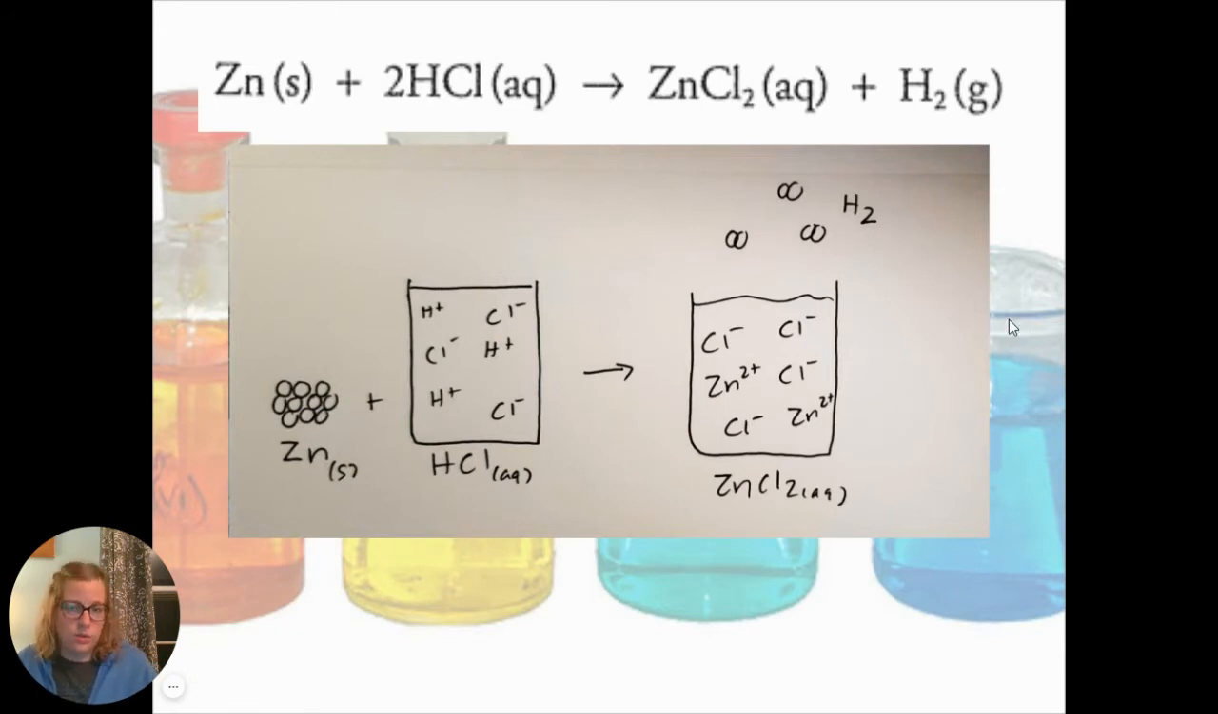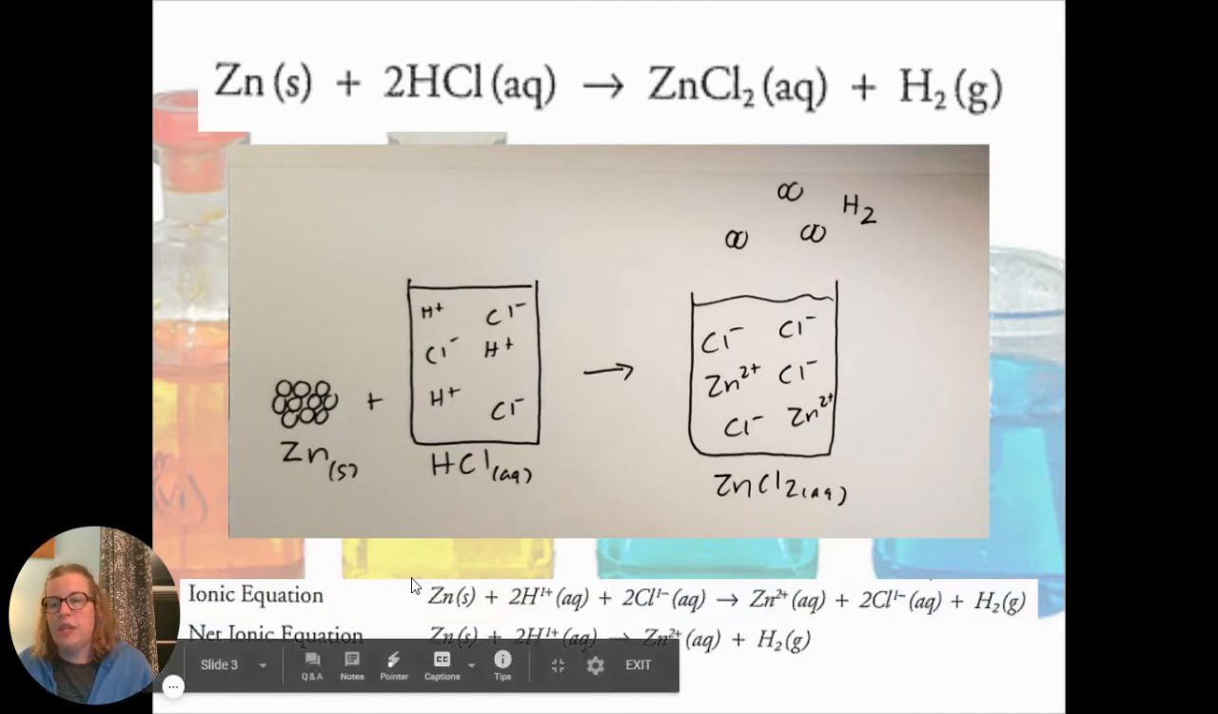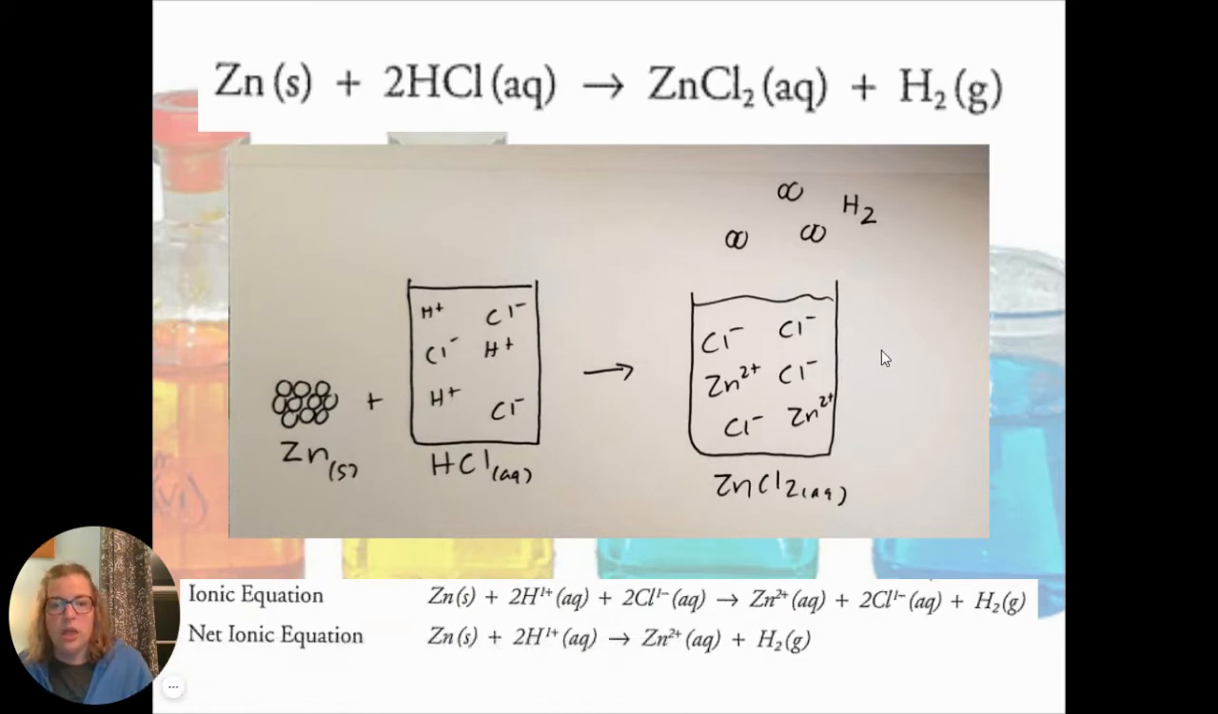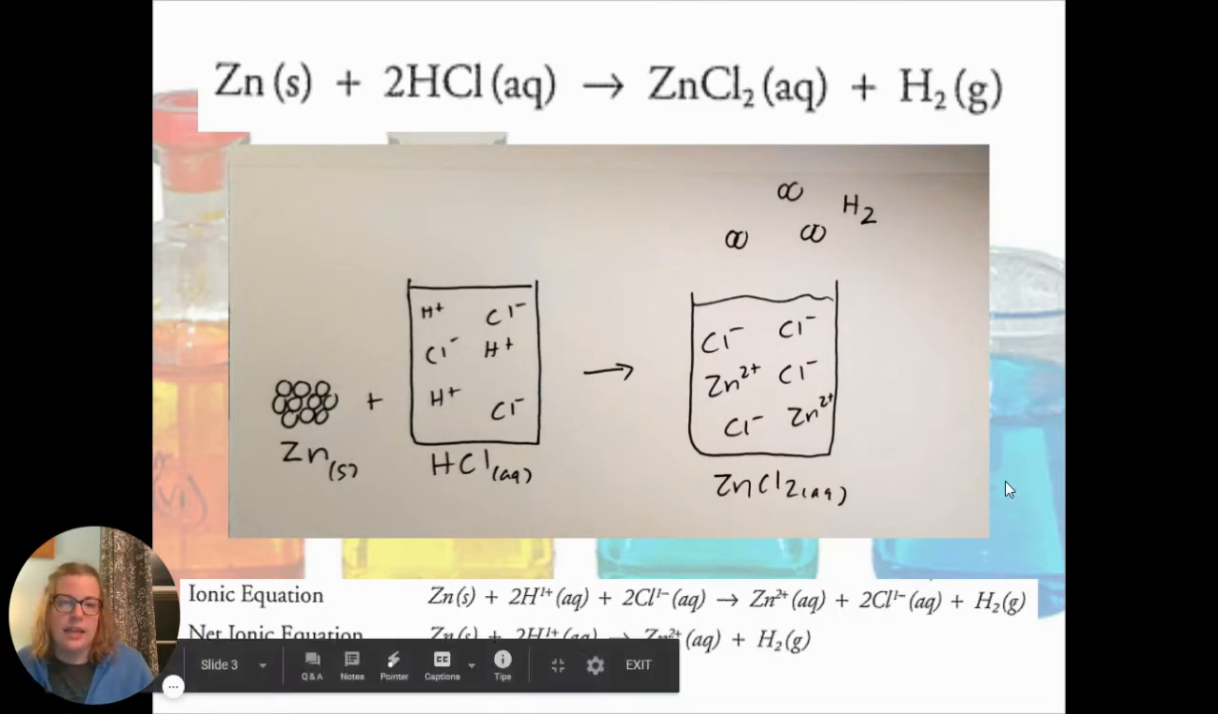Now, if I wanted to torture you, which I don't want to, I could make you write something called the ionic equation or the complete ionic equation. This equation that we are used to at the top here is called the molecular equation. What the complete ionic or ionic equation does is it shows every single participant in the reaction. So if you look here, the ionic equation is zinc solid plus 2 H+ plus 2 Cl minuses, and they turn into Zn2+ and 2 Cl minuses and H2.